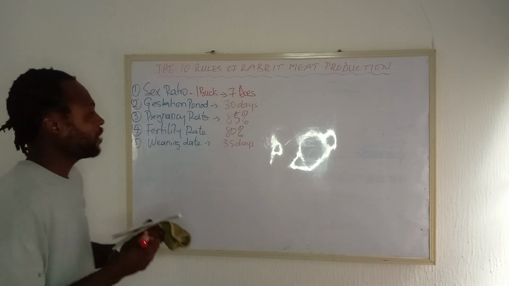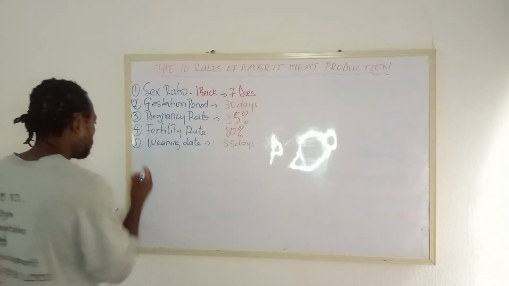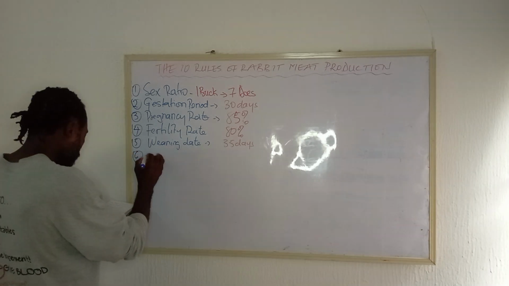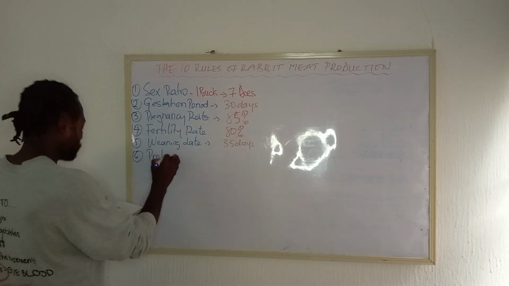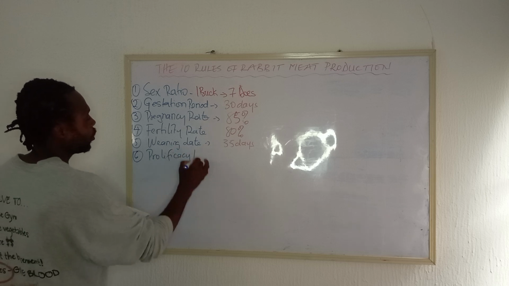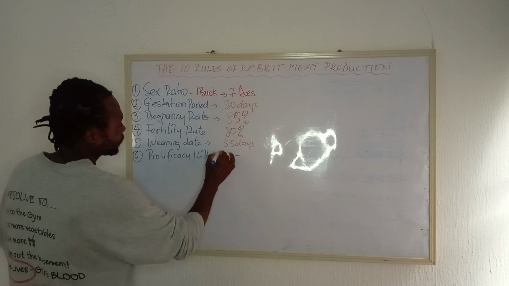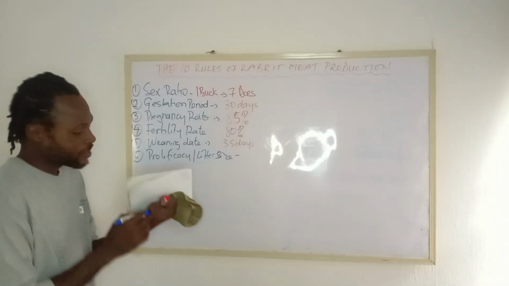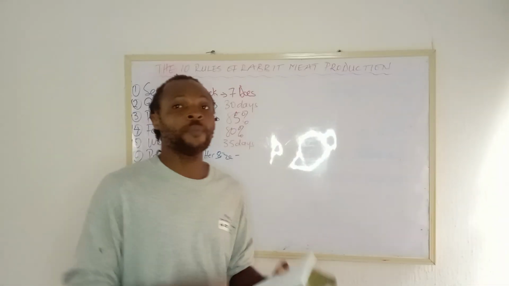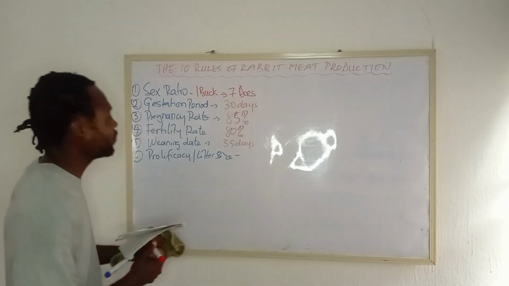35 days, that means at 35 days, the babies should be separated from their mother. Then number 6, we have your prolificacy, or your litter size. Your litter size is the number of babies the rabbit gives birth to per litter. When she's giving birth, how many babies she has.